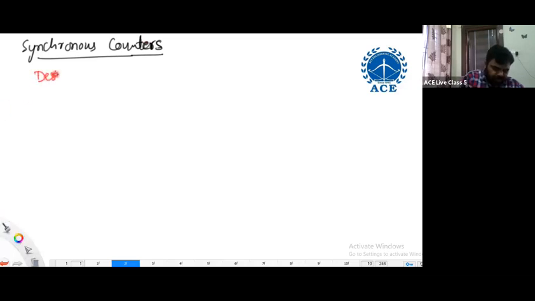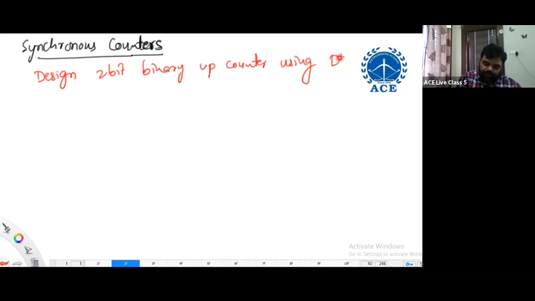Simple thing. Design a 2-bit binary up counter using D flip-flops. Design a 2-bit binary up counter using delay D flip-flops. Then let us see how it can be done.